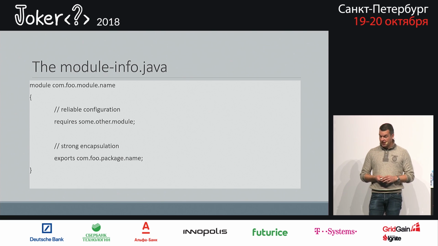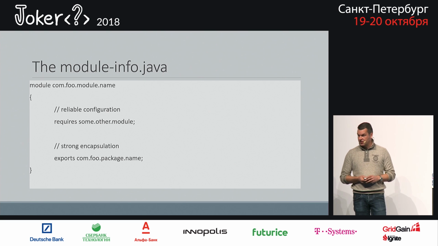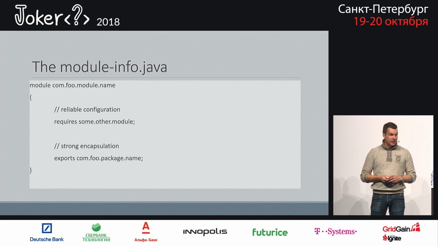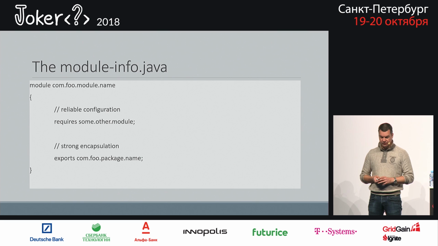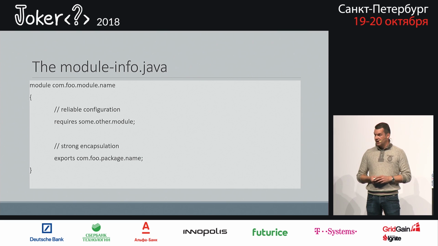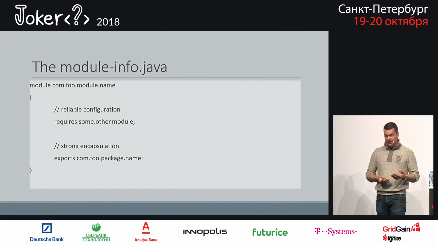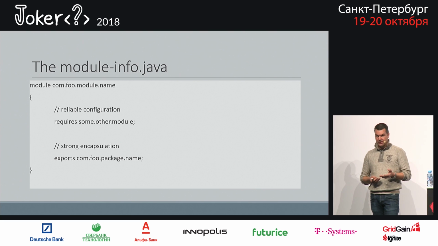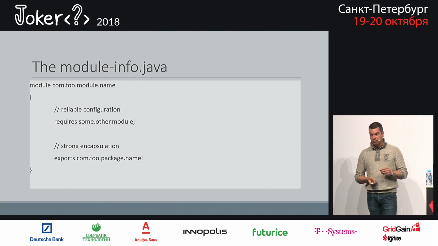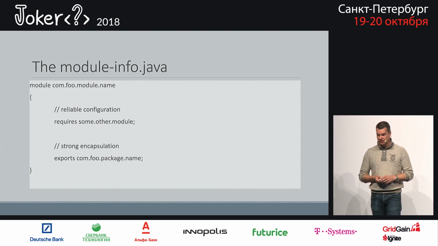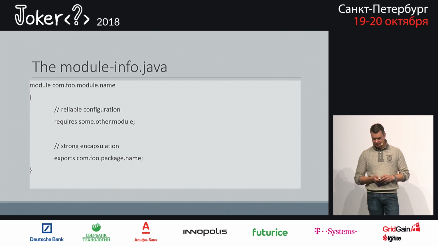And with the strong encapsulation, you specify all the packages you want to make visible to other frameworks or libraries. This is a whitelist, and it doesn't support the wildcard like you have with import. So you must be very explicit about all the packages you want to export.